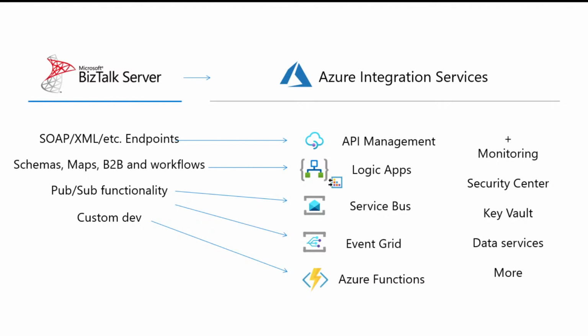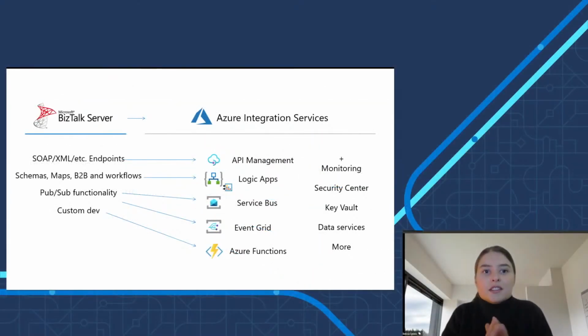So two of the most common questions I've been asked in the field are, what does BizTalk functionality look like on Azure Integration Services, and how do I get there? Well, let's start with question 1 and map out what current BizTalk functionality will look like on Azure Integration Services. If we distill down BizTalk functionality, on the left-hand side, essentially what BizTalk does in a nutshell is expose and compose our various endpoints. It houses our schemas, maps, and orchestrates our business critical workflows. It provides enterprise service bus pub sub functionality, and of course, custom development for extensibility.